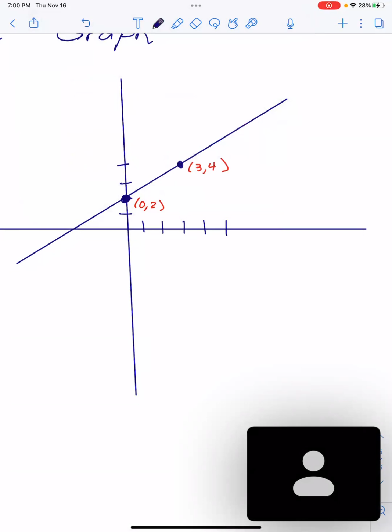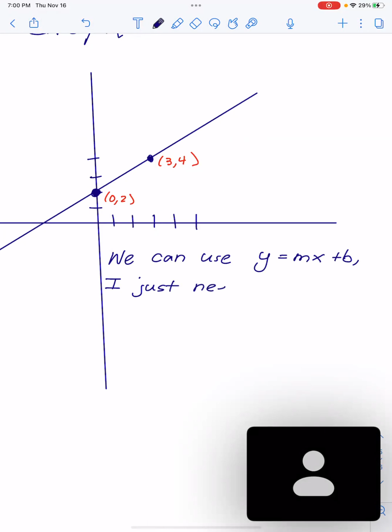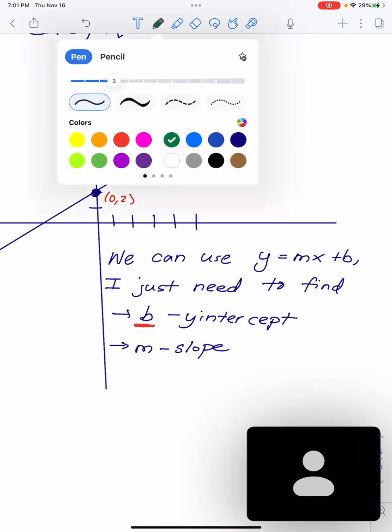Well, recall, I can use y equals mx plus b. I just need to find b, which is the y-intercept, and m, which is the slope. So I need to find the y-intercept b and the slope m.